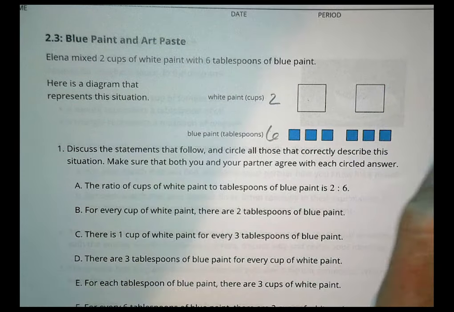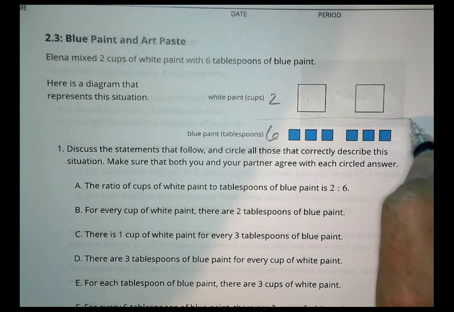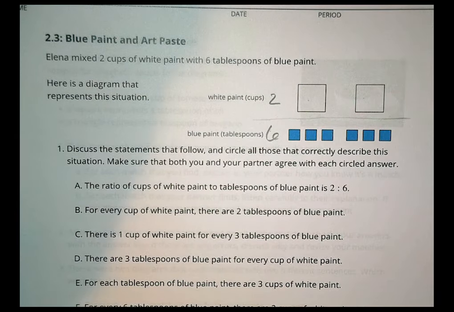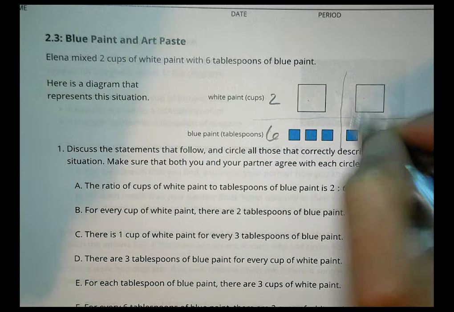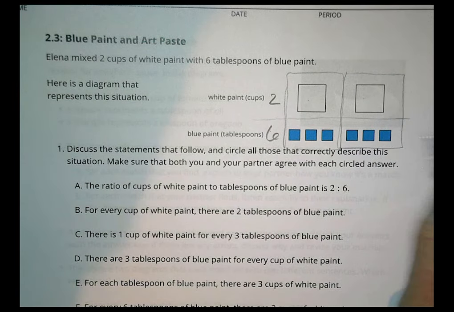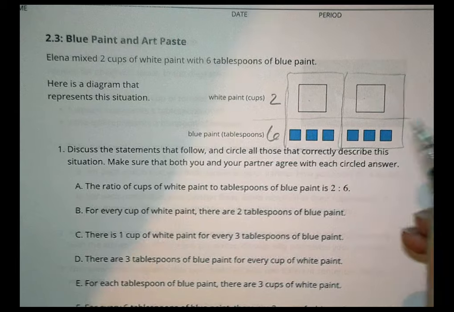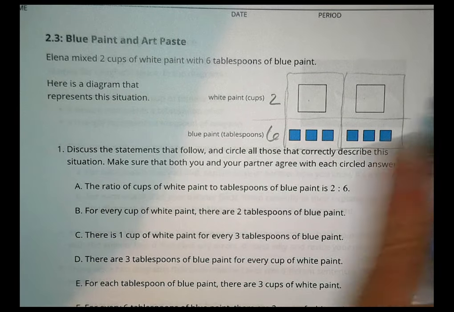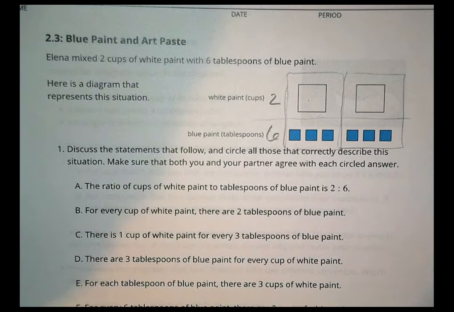Here's a diagram that represents the situation. 2 to 6. I can think of it like this, 2 to 6. I can also, remember from our last activity, think about it being broken apart like this, and actually I have a group of 1 and 3, and repeat a group of 1 and 3. So different ways to view that diagram, okay? These are just my notes, okay?